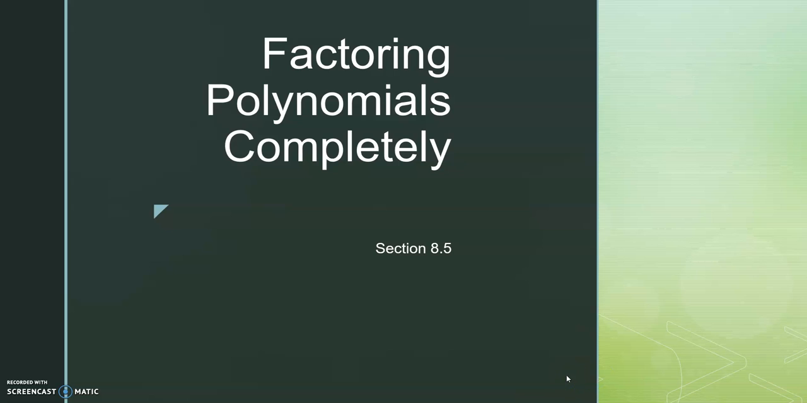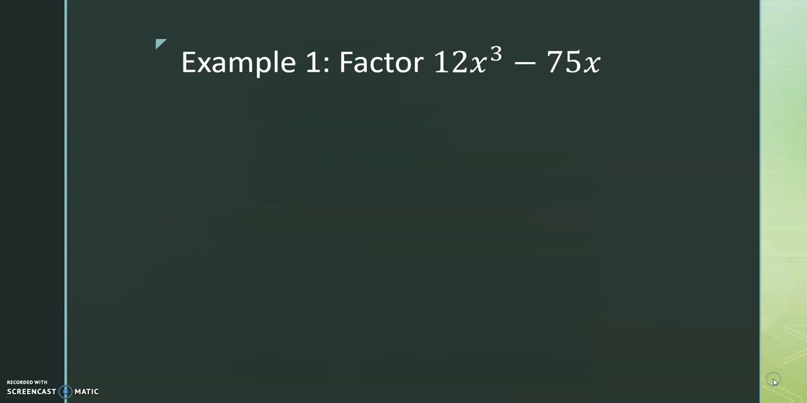Section 8.5, Factoring Polynomials Completely. Example 1, factor 12x cubed minus 75x.